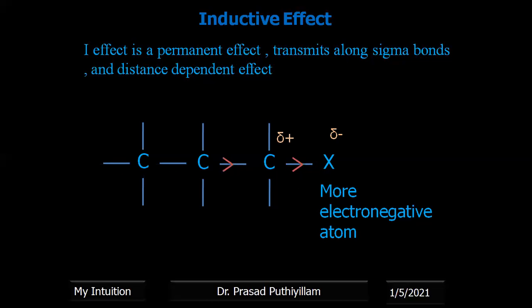This effect will continue. The partial positive charge on carbon, because an electron density difference has happened, therefore in the next sigma bond, the carbon-carbon bond, the electron density will shift towards the first carbon, and the next carbon gets a partial positive charge, and it continues up to a third carbon atom, which will get a partial positive charge. It is a distance-dependent effect. It cannot go beyond a chain of 3 carbons through sigma bonds.